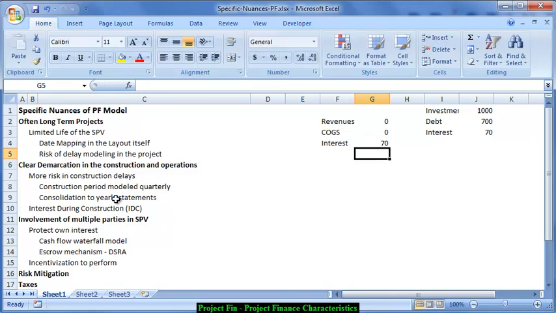So obviously, since you have no revenues, you have no cost of goods sold, so you cannot really pay back the interest while the construction is going on. So this interest is then capitalized back to your balance sheet in the form of an interest during construction, and you pay an interest on that interest. This part is called interest during construction. Again, when we are building a model, we need to make sure that we incorporate this interest during construction in a model.